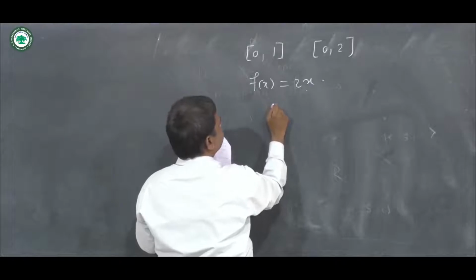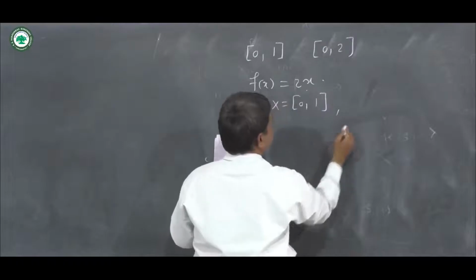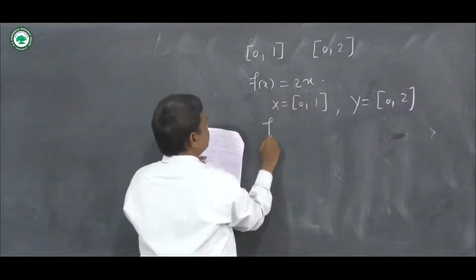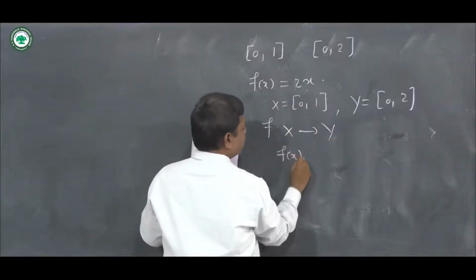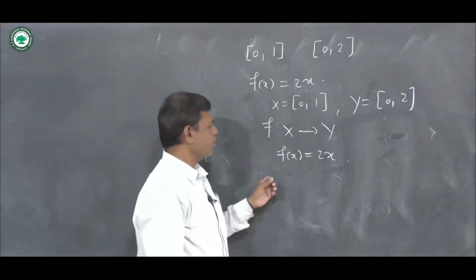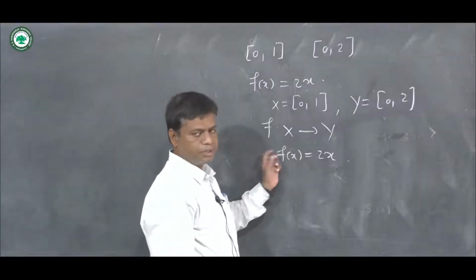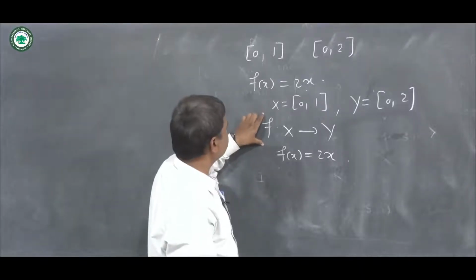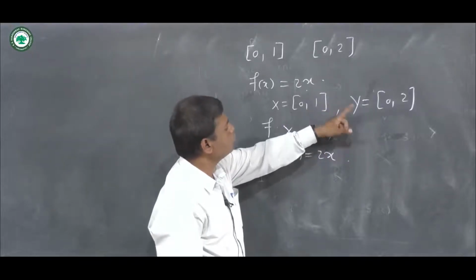Suppose you take X equal to the closed bounded interval [0, 1] and Y equal to the closed bounded interval [0, 2]. So we write f from X to Y, where f(x) = 2x. This function is one-one and onto, that is bijective, f is continuous, and its inverse function is also continuous. Therefore f is a homeomorphism from the closed bounded interval [0, 1] onto the closed bounded interval [0, 2].